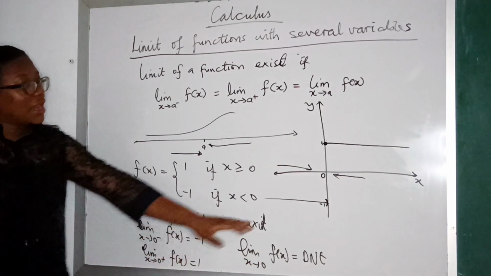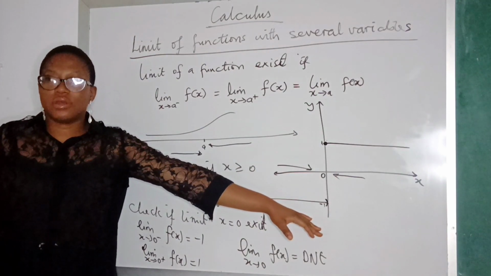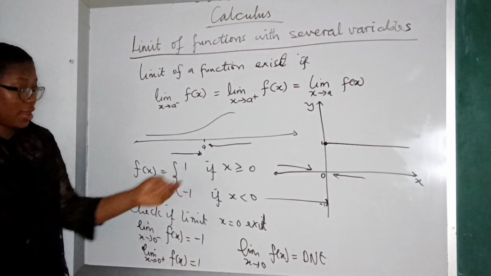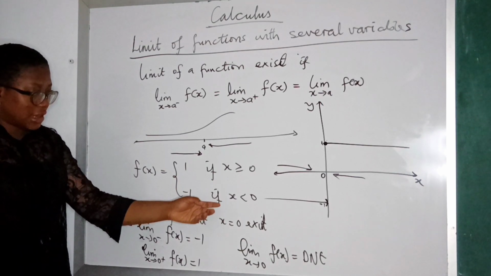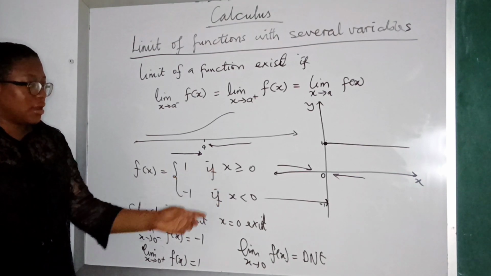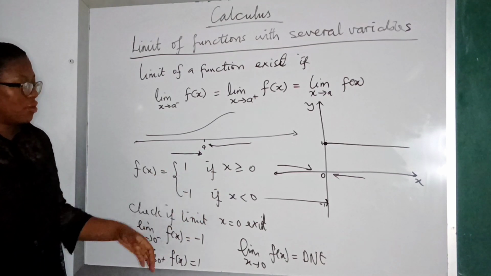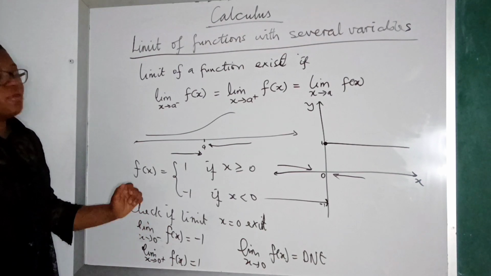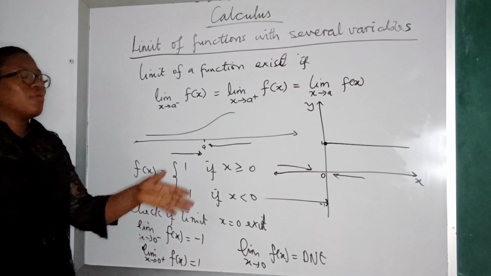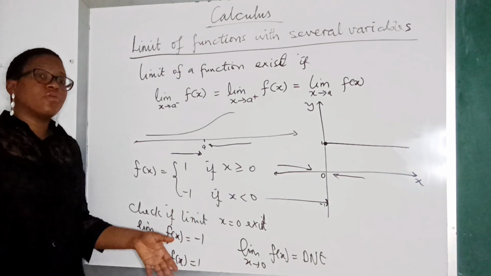Now, if you can see clearly, you don't need to draw the graph. It's obvious from here. If I'm coming from the left hand side, it's minus 1. And if I'm coming from the right hand side, it's plus 1. So it's obvious from here. But if you are not seeing clearly, you can sketch the curve. Sometimes it may be difficult to sketch.